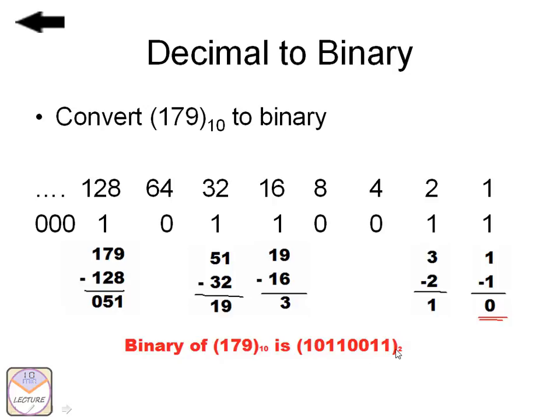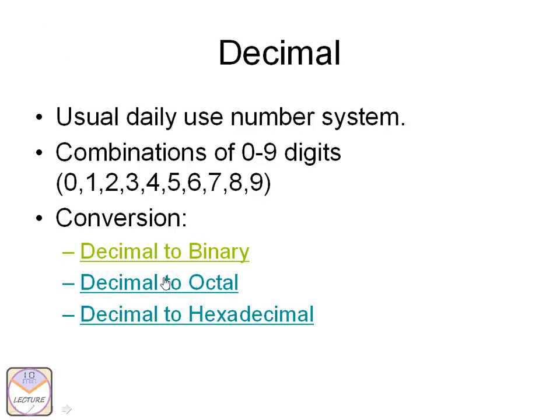Now binary is represented using the base 2. So this is the simple representation of how a decimal can be converted into binary. Next is decimal to octal.